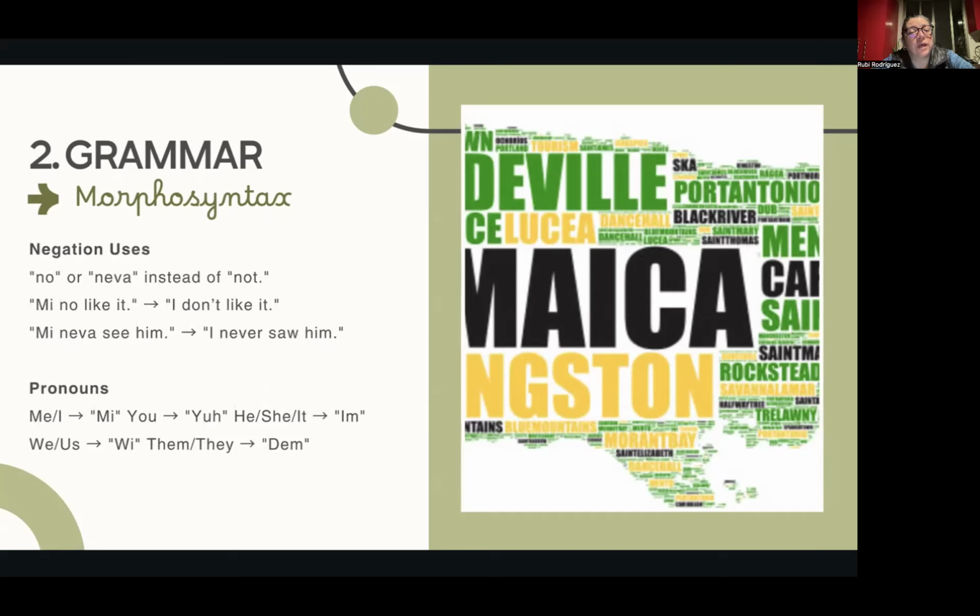The negation also has some varieties. They use "no" or "never" instead of "not." For example, "I don't like it" sounds like "mi no like it," and "I never saw him" sounds like "mi never see him." Also the pronouns are different. For example, "me" and "I" sound like "mi." "You" sounds like "yu." "He," "she," and "it" sound like "im." "We" and "us" sound like "wi." "They" and "them" sound like "dem."